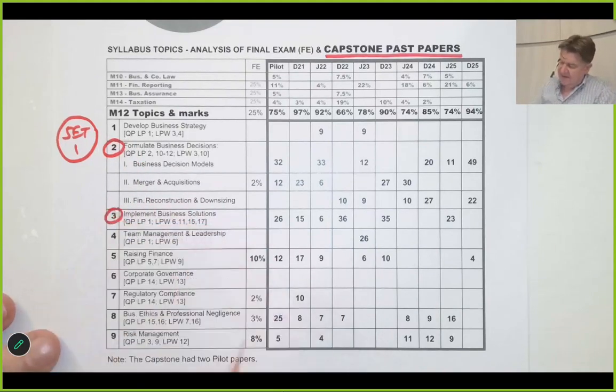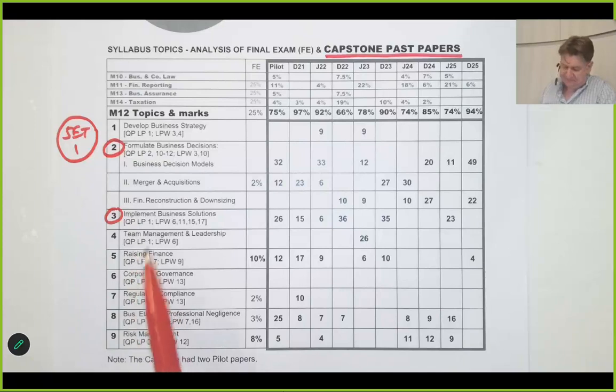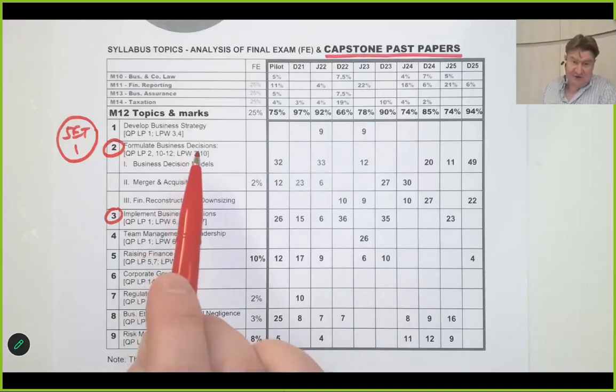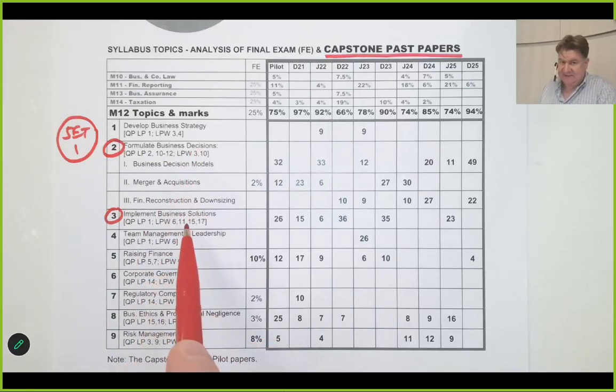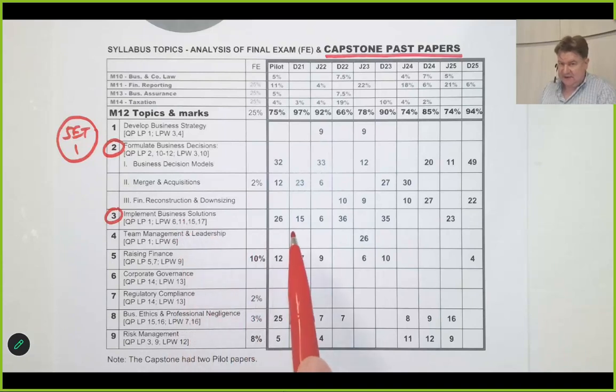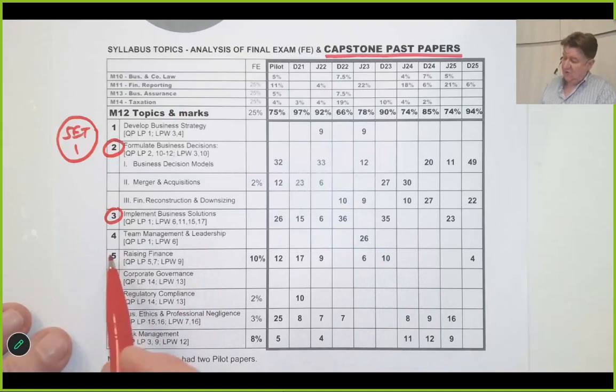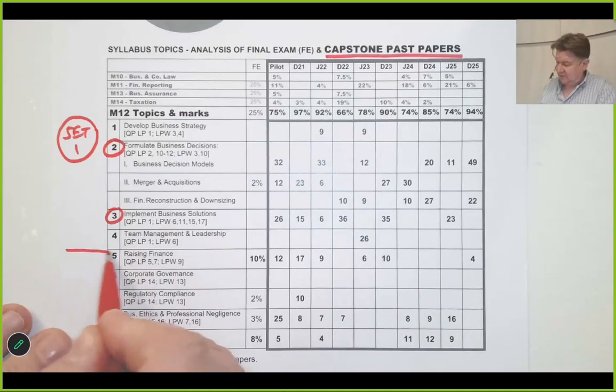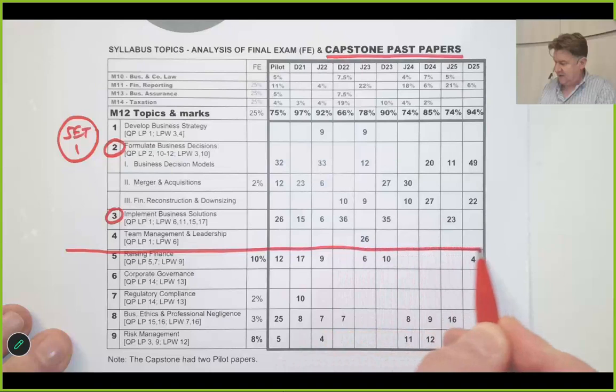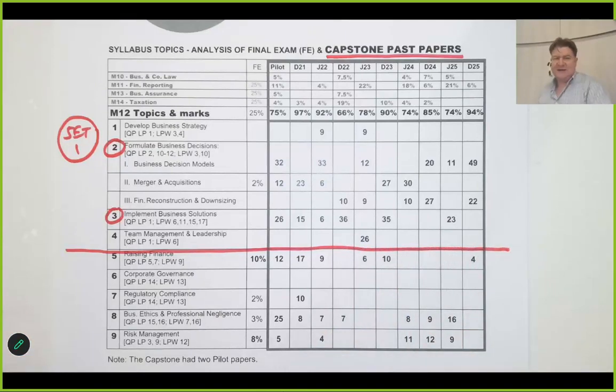And then maybe second most popular topic, once we've made a decision, we then need to implement the business solution. So look, again, you can see here quite popular in the Capstone exams. And then last of all, we've got topic 4. Topic 4 is quite odd because it's quite rare, but when it got tested, it was 26 marks. So it's still an area we still need to be aware of. So that'll finish off our set 1 set of notes.